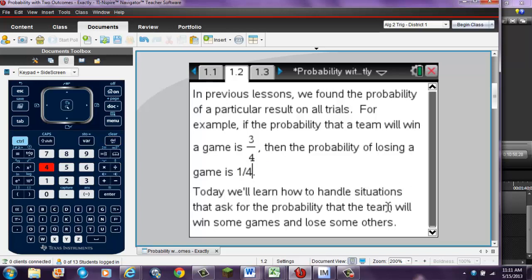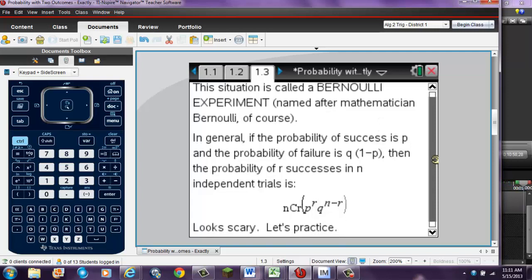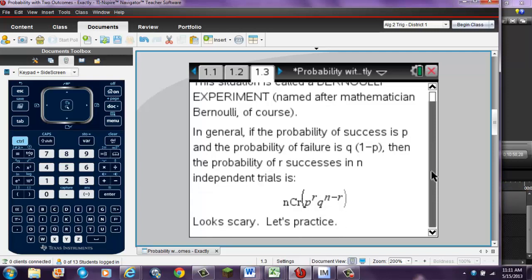Today we'll talk about what happens if we want to know about winning some and losing some, all in the same situation. Those situations are called Bernoulli experiments, named after that mathematician. In general, if the probability of success is p and the probability of failure is q, or 1 minus p, then we have a formula, nCr, p to the r, q to the n minus r, to find the number of successes in n trials. Looks terrifying. It's not. You don't even need to know the formula. You need to be able to follow the pattern.